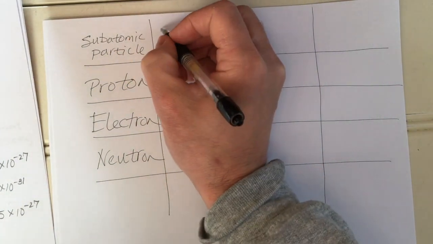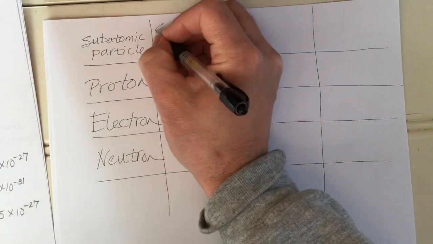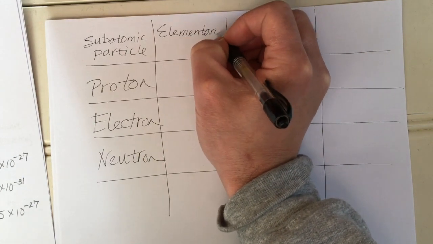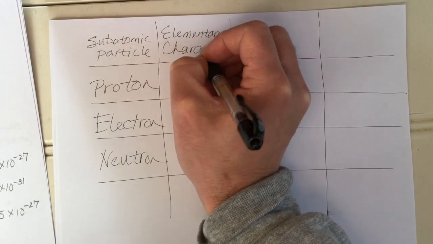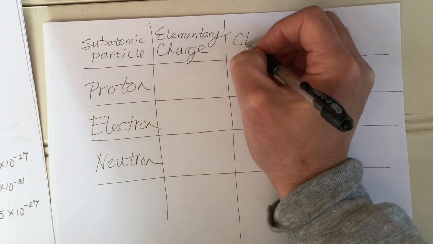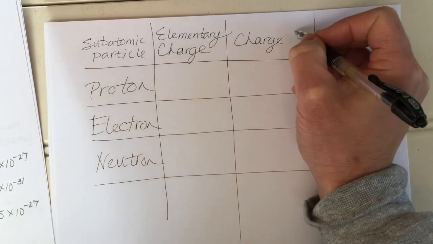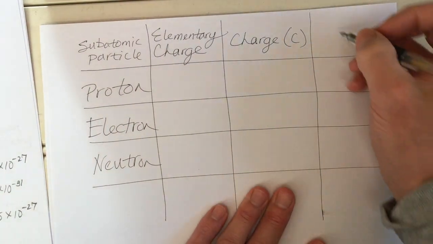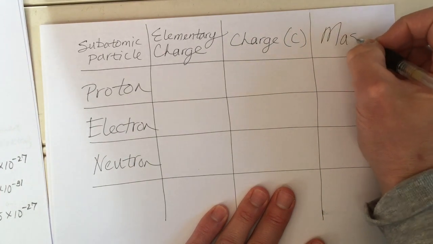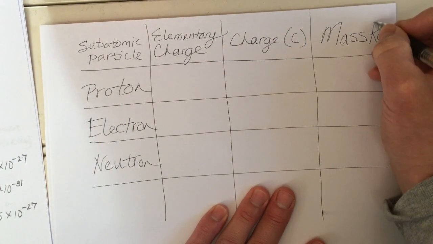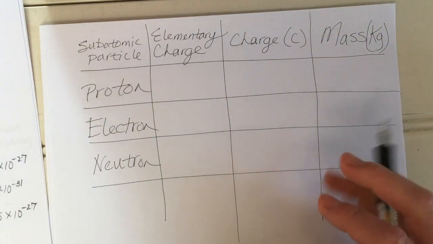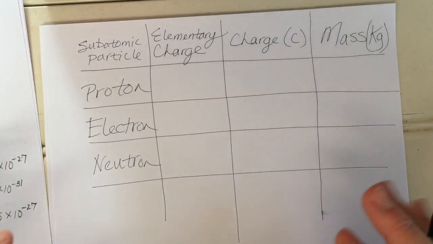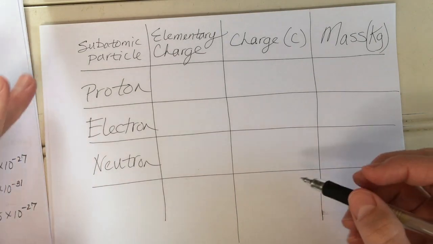We'll say what is its fundamental charge, or I think it's also called its elementary charge. And then we'll also get its charge in coulombs, right? Because we're gonna have to get used to using coulombs, and we'll talk about why it makes sense. And then finally, its mass. Now I know that we said a proton has a mass of one, a neutron has a mass of one, an electron has a mass of zero. I guess we can include that somewhere.